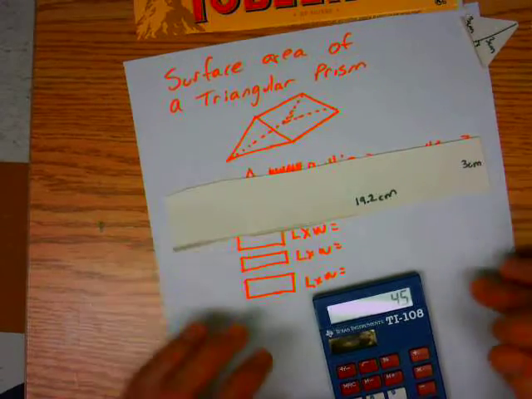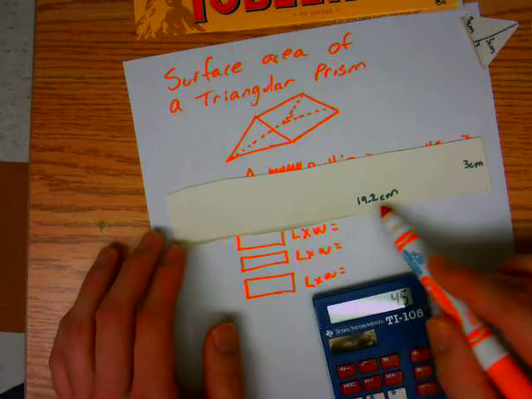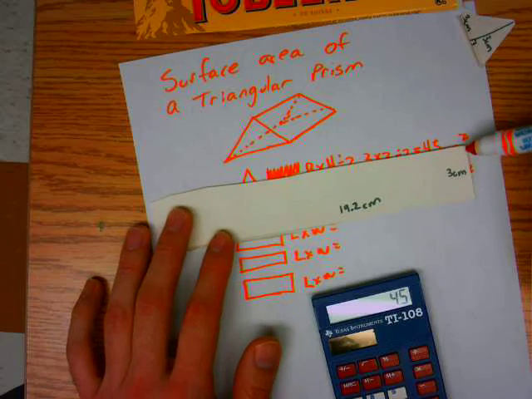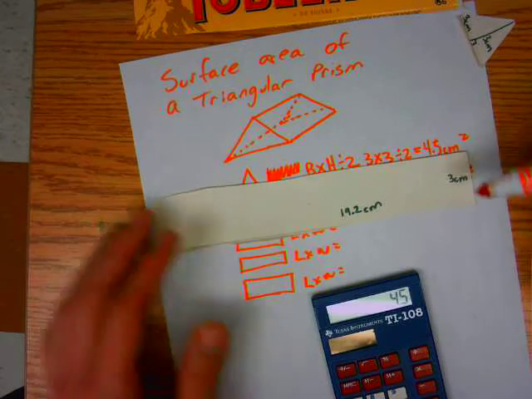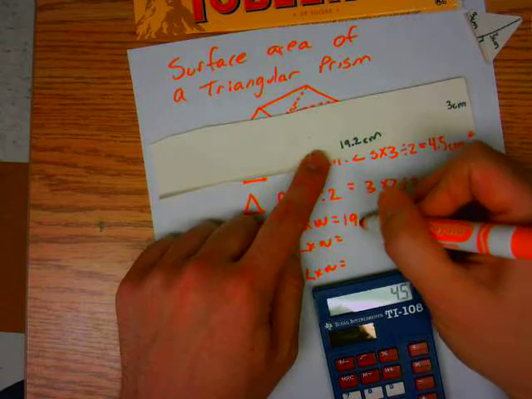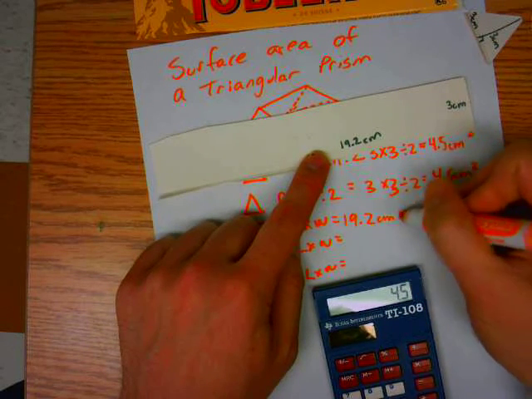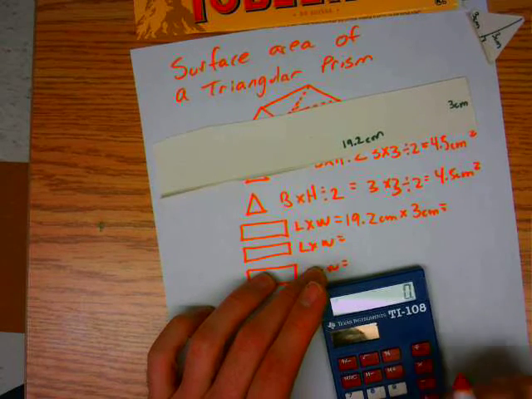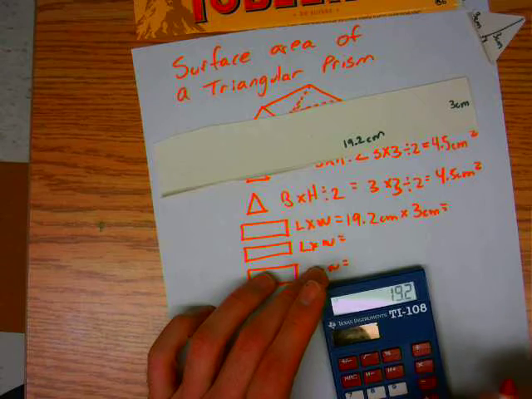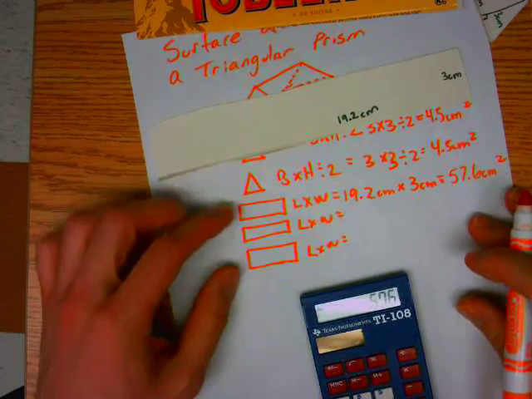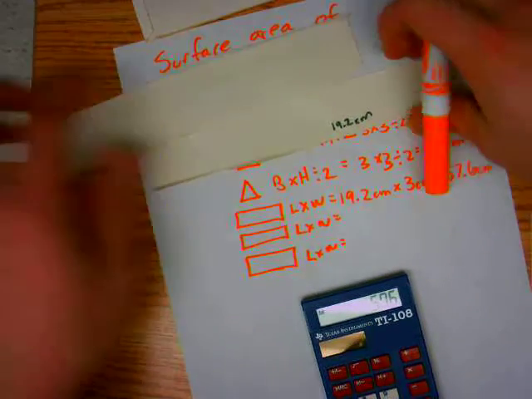You can see that the rectangle here, we have a length on the bottom. The long side is 19.2 centimeters, and I've already measured it. The side here is 3 centimeters. So we're going to do length times width this time. So that means we're going to take the length, 19.2 centimeters, times that by 3 centimeters, and that gives us 19.2 times 3 equals 57.6 centimeters squared.